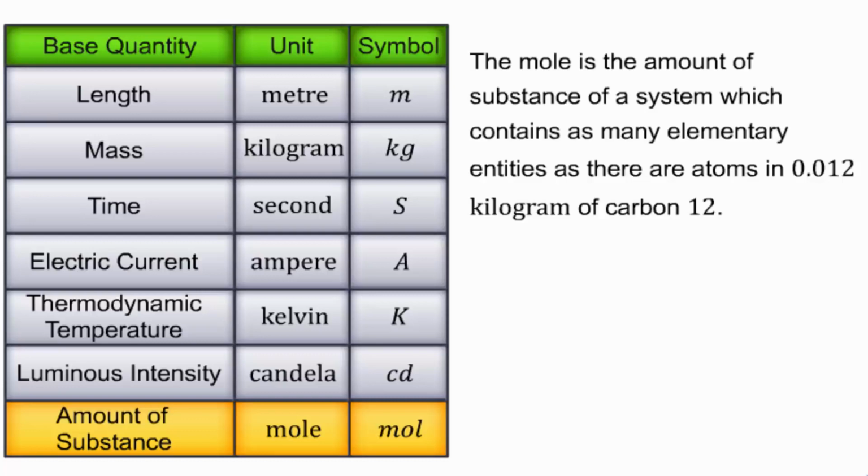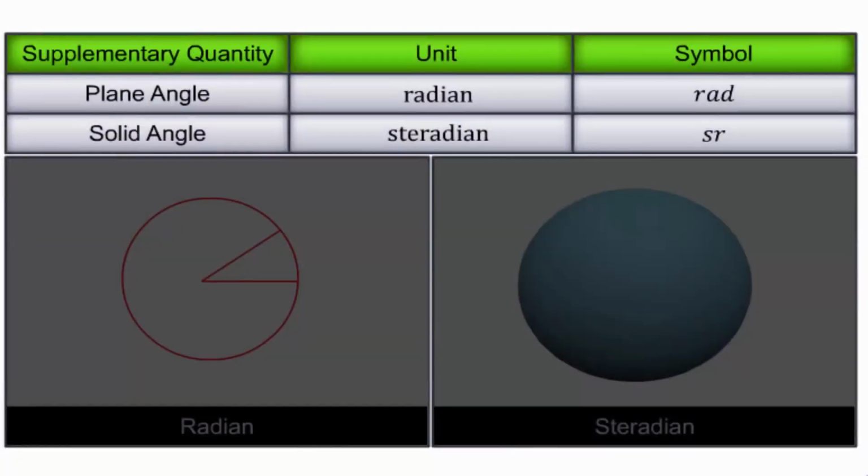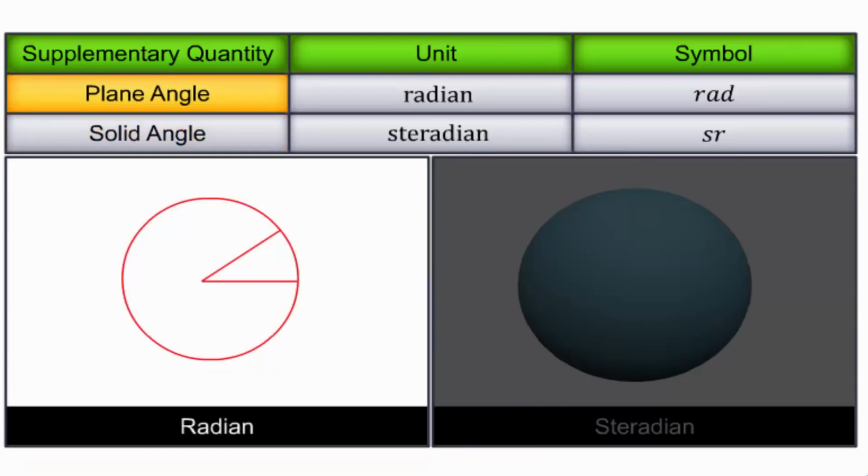Apart from these base units, SI has defined two more units for two supplementary quantities, namely plane angle and solid angle. Plane angle d theta is the ratio of length of an arc of a circle to the radius of the circle, and is measured in radian, denoted by the small letters rad. It is defined as the angle subtended at the center of a circle by an arc of length equal to the radius of the circle.